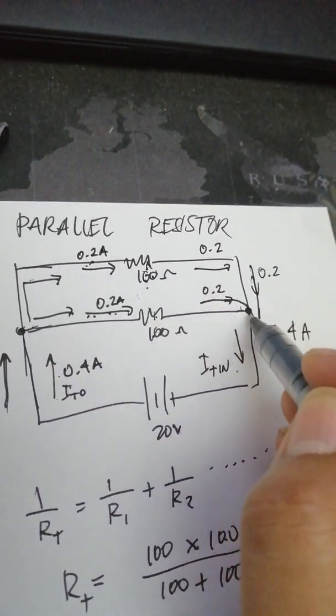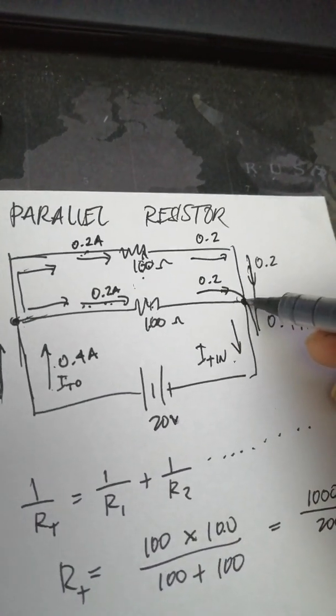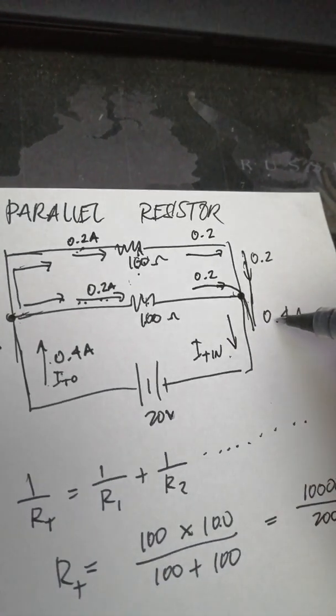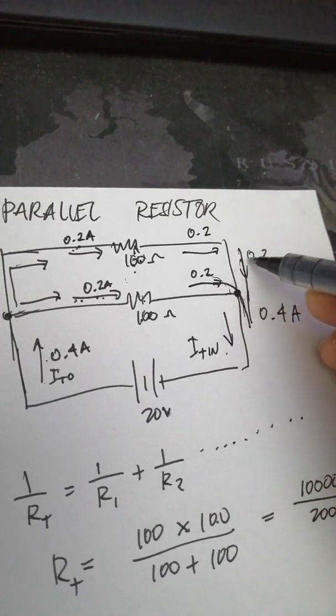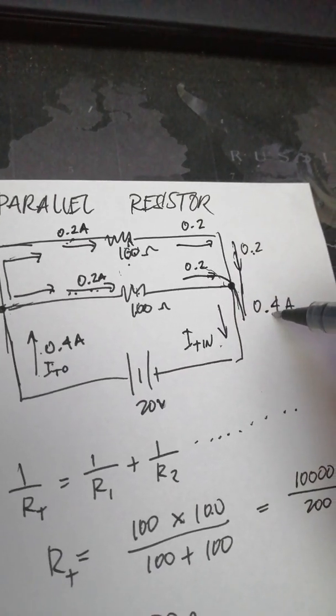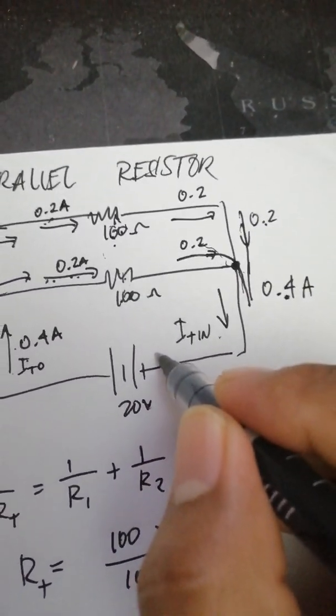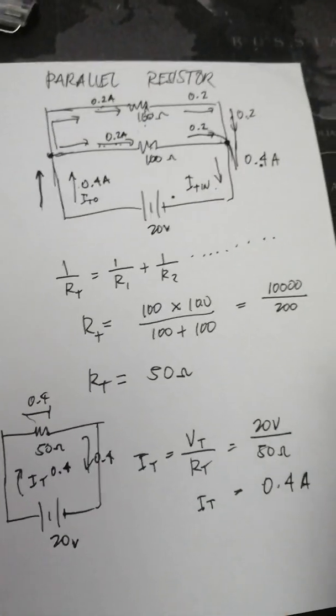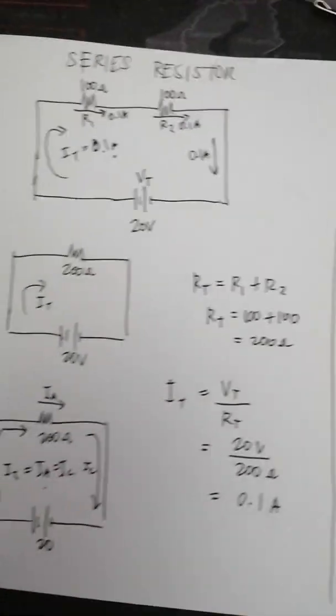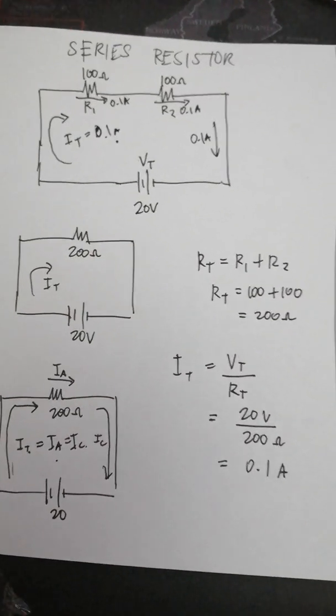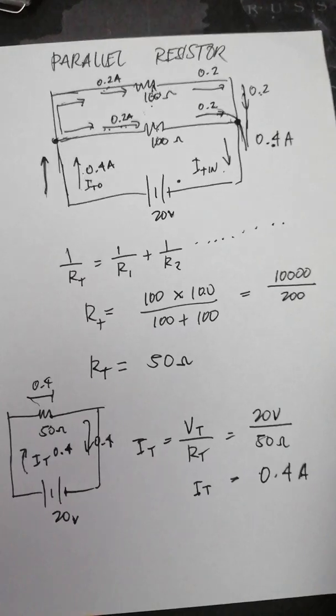And then go back again here, where they will be recombined. Thus, it comes again with 0.2 plus 0.2 equals 0.4. Now, the theory on here is still valid with this. So, that's how we should calculate the series resistor and the parallel resistor.